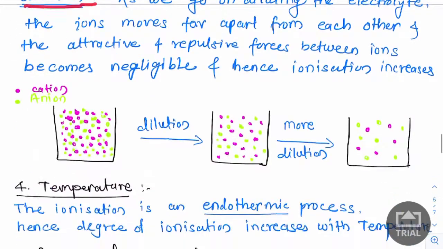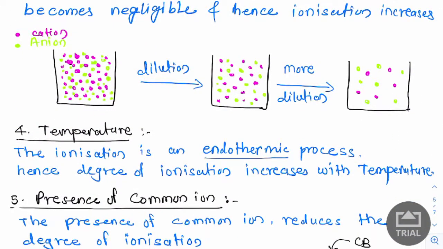Now let us understand with the help of this diagram. This is our container containing the salt solution in aqueous media. The red dots show the cations and the green dots show the anions. Now this is the concentrated solution, so here the ions are nearer to each other. Now, when you dilute this solution, what happens? These ions get separated from each other. You can see here, these ions get separated from each other.